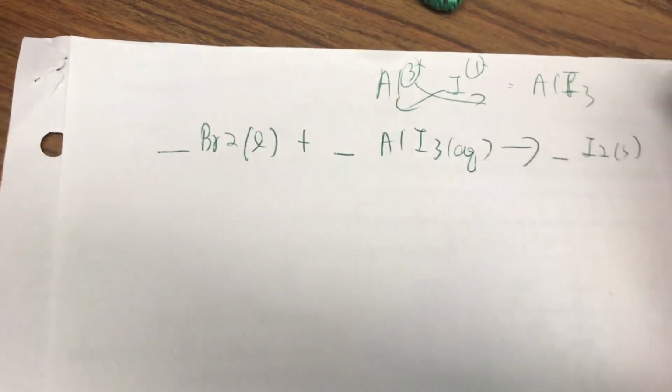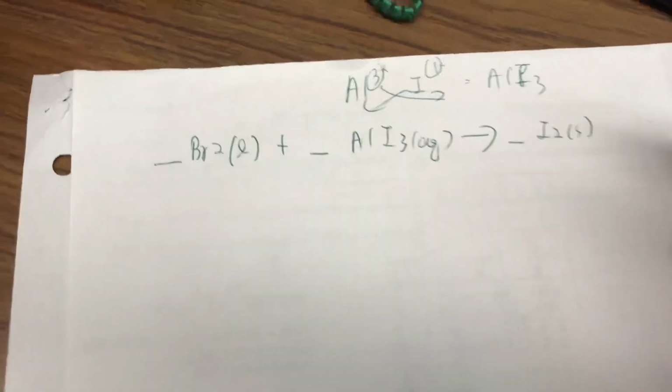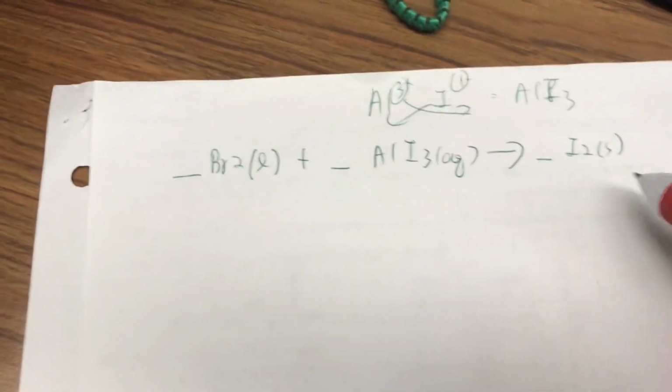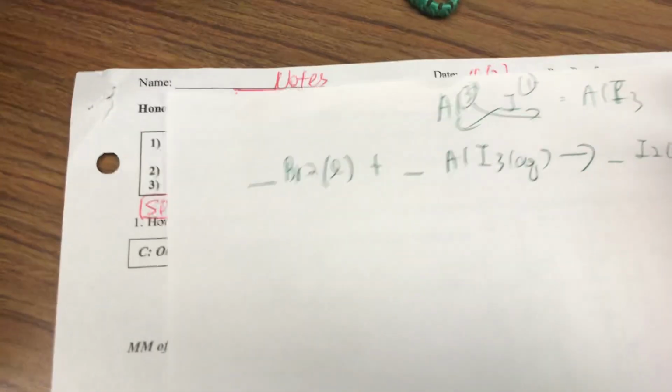Okay, it's a solid. Now you can tell that your reaction is not done, because if you go into balance, you find out that I'm missing something. So actually this equation is not completed. That's why you have to predict the product.